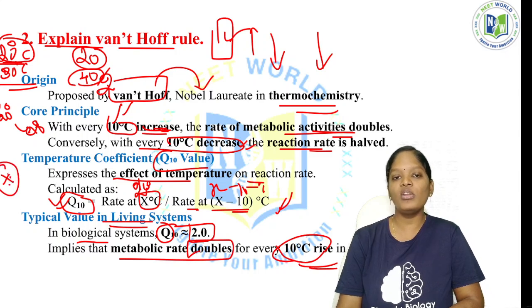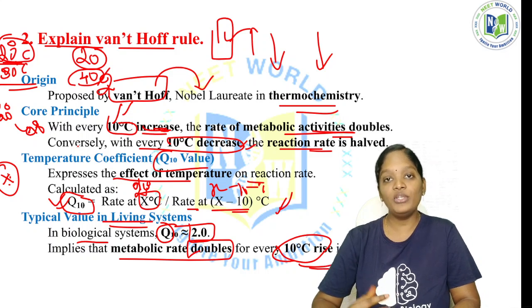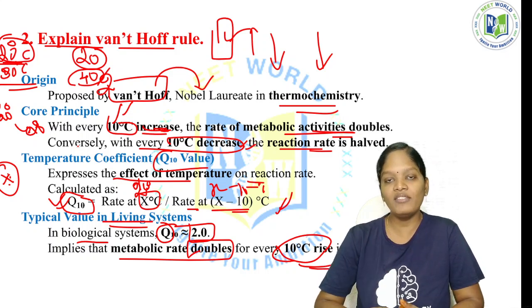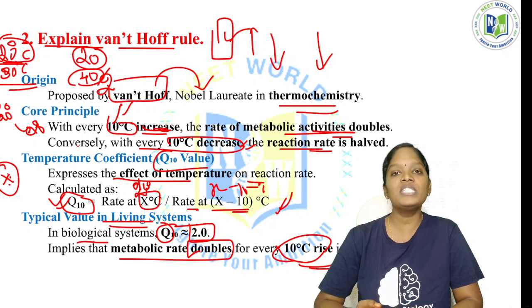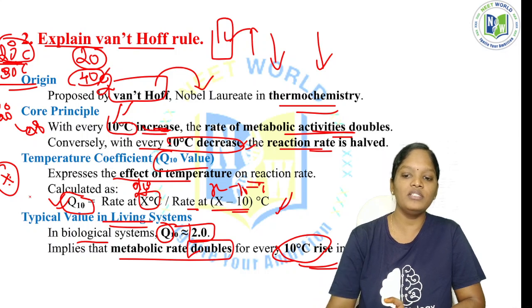So what are all the key points here? This is proposed by Van't Hoff, and you have to define what Van't Hoff's rule is, and you have to explain what the Q10 value will be with one example, which means the typical value in living systems. So this is sufficient for this question.